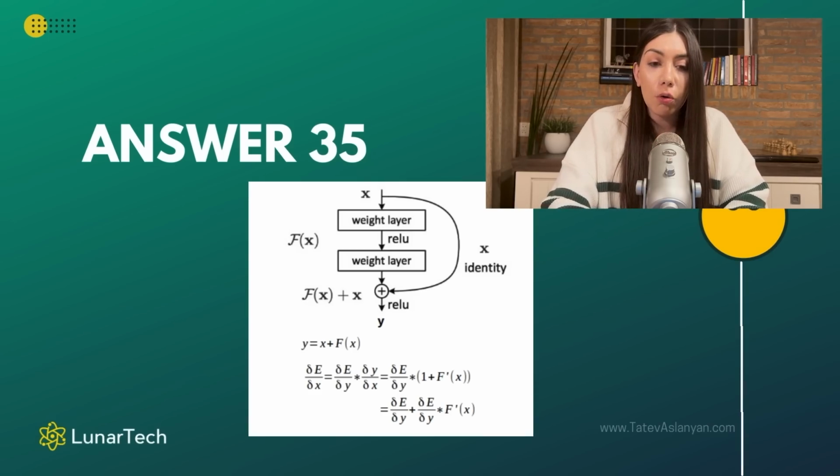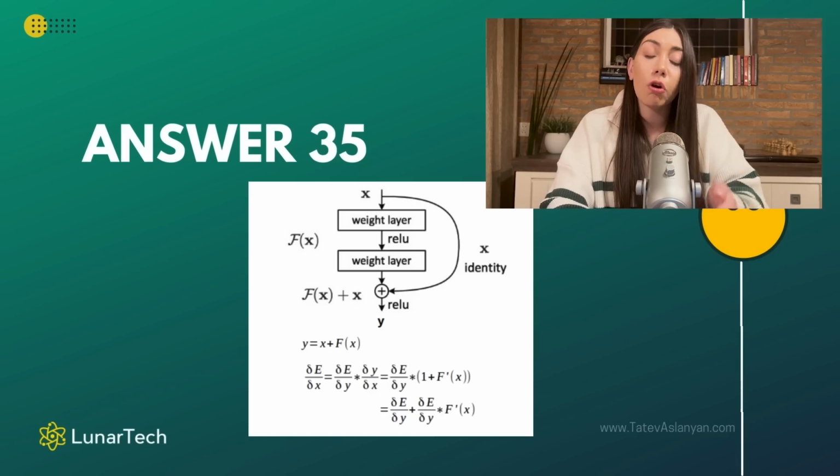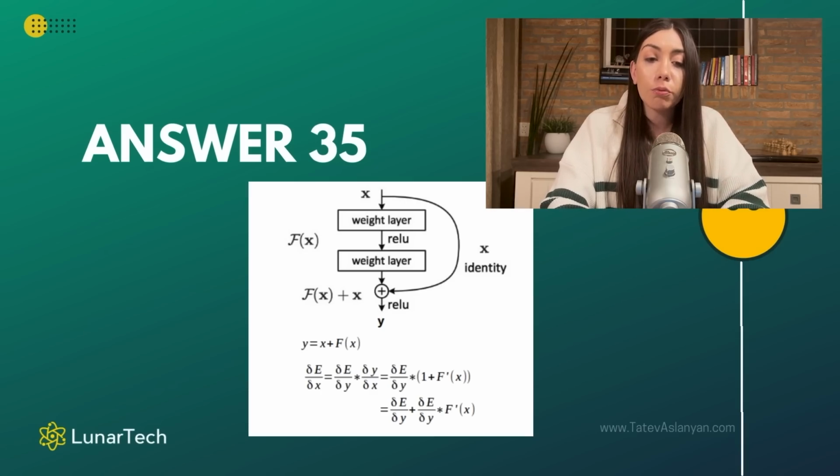is because of this mathematical derivation here. So if we look at the output, y is equal to x plus F(x), where x is the input that we are adding on top of the output F(x), you can see that if we take the partial derivative of this function, x plus F(x), with respect to x, then we need to apply the chain rule. So we need to take the partial derivative of E with respect to y, then multiply it with the partial derivative of y with respect to x, which is equal to the partial derivative of E with respect to y, exactly the same as we have here, but then multiplied with 1 plus F'(x), the first order derivative of F with respect to x.